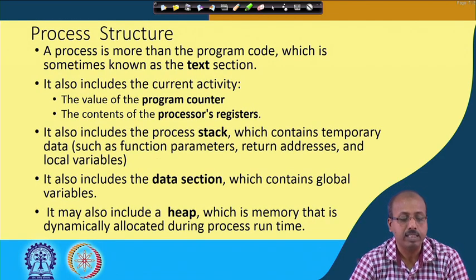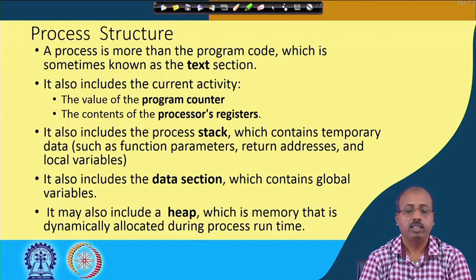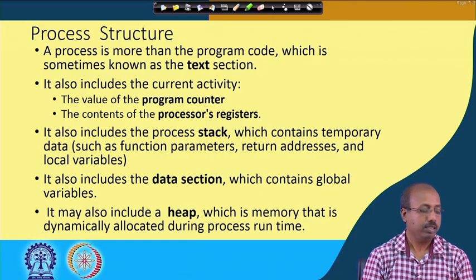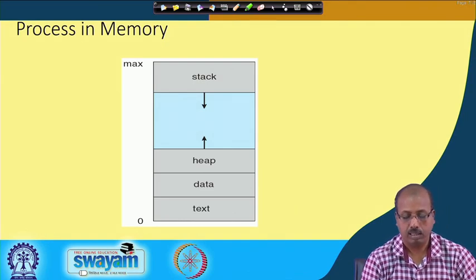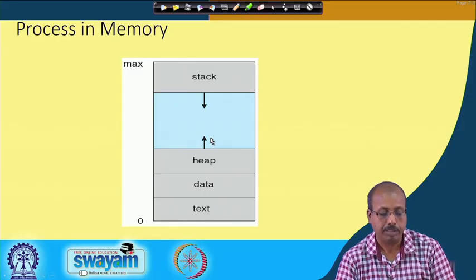The structure of a process is more than the program code, which is sometimes known as the text part. It also includes the current activity, which is the program counter and the contents of processor's registers. It also includes process stack, which contains temporary data, and the data section, which has got global variables, and some dynamically created local variables in the heap. So, what we mean is like this. If we look into this diagram, it explains it in a better fashion.